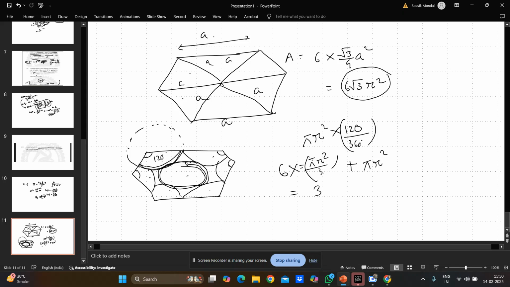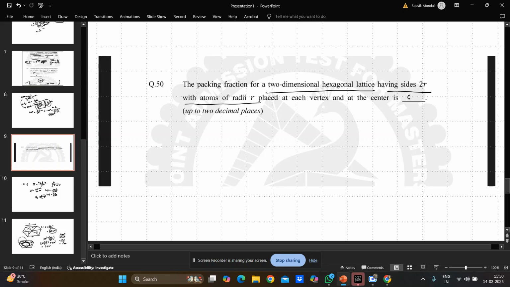So the total area of this partially enclosed atoms plus this full atom is 3 pi r square. Okay. So the packing fraction is obviously 3 pi r square by 6 root 3 r square, which is equal to root 3 pi by 6. If you calculate it, you will get approximately 0.906. So up to 2 decimals, it will be 0.91. Okay. So this is the solution of part 1, and I think there is no mistake in the answer key for these problems.